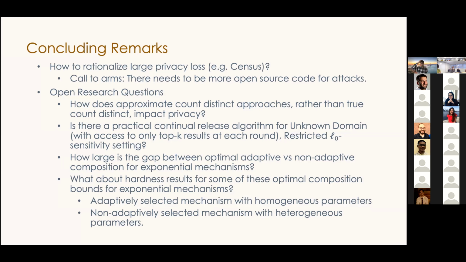Some concluding remarks, because I think I'm out of time: the privacy parameters in practice are turning out to be pretty large, and we'd like to be able to rationalize these large parameters a little bit better. It would be great if there were more open source attacks that we could use to motivate why privacy parameters might need to be lower, or more pushback saying no, we can't go that large. For open research questions, we'd love to go over those maybe in the follow-up.